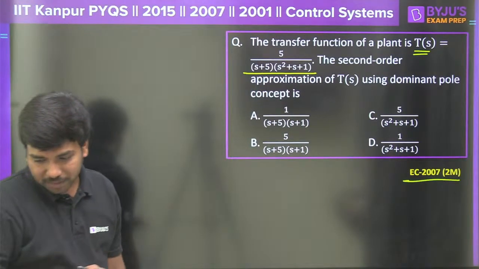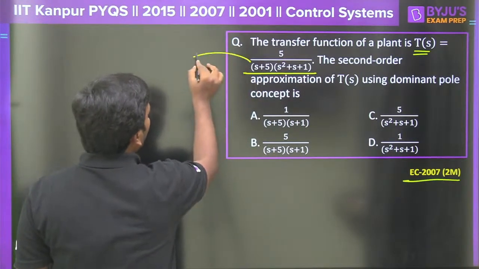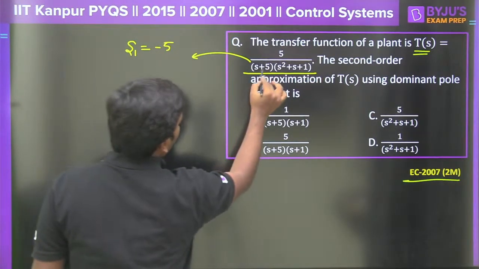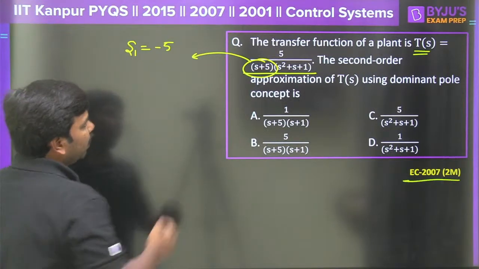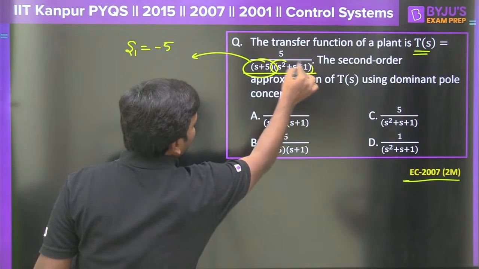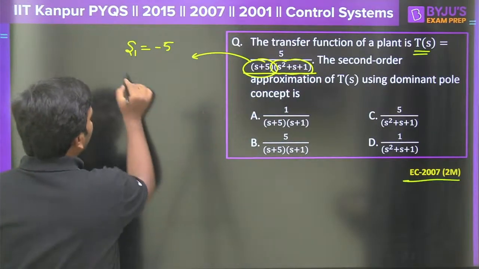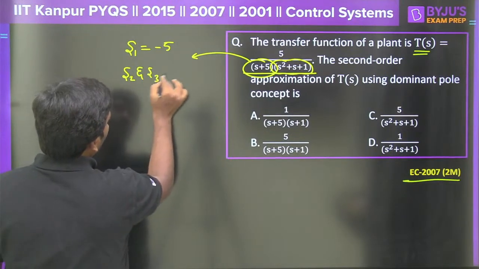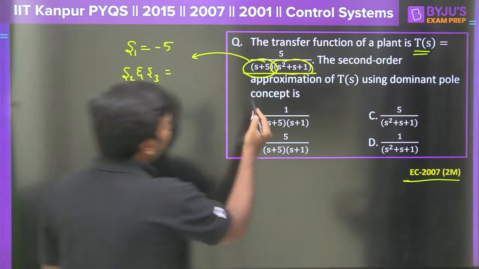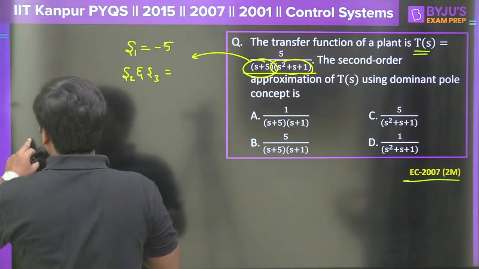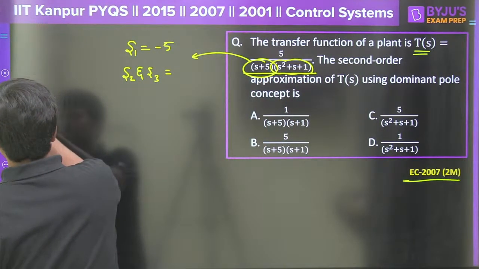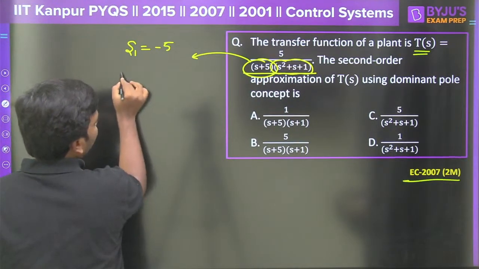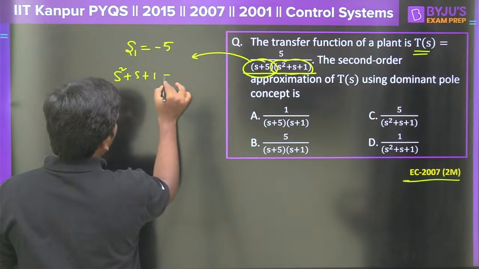Clear? Anyone first? So when you look at this, what are the poles here? So the first pole is going to be minus 5, because s plus 5, if you equate it to 0, you are going to get minus 5. And then look at s square plus s plus 1, right? So if you take that, you are going to get complex conjugate poles, right? S2 and S3 are going to be complex conjugate poles. Can you tell me what are the poles here? So simply you can take the denominator and make it equal to 0 here. So what is this? S square plus s plus 1 is equal to 0.